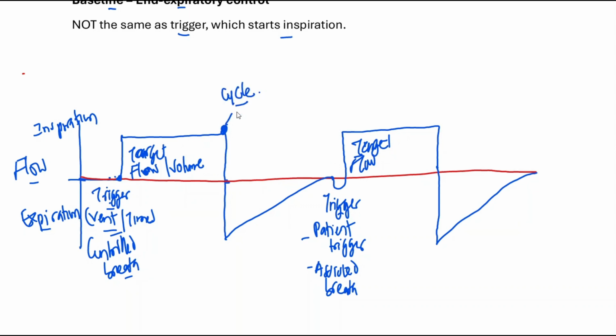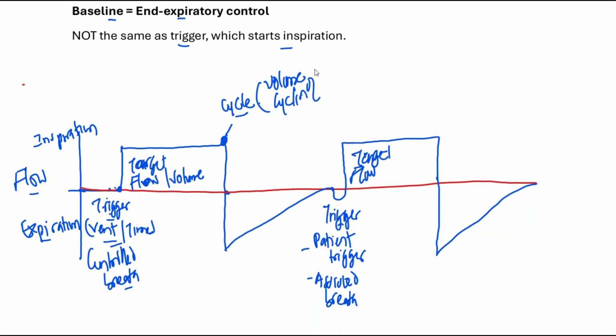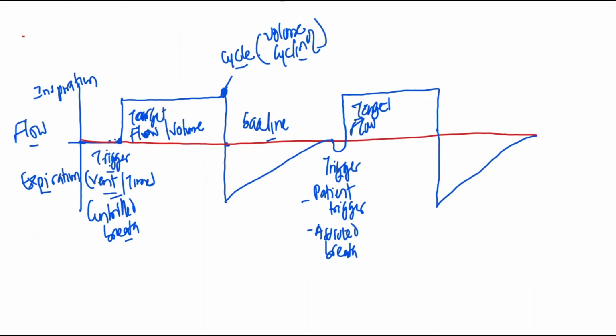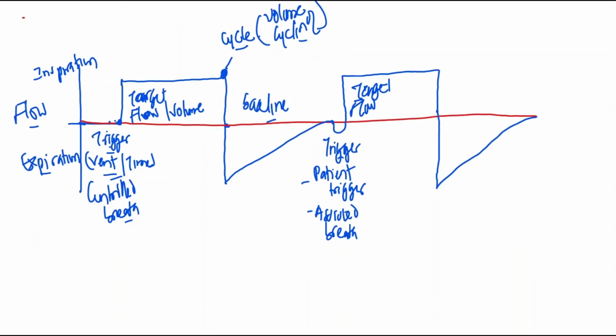cycle. And what is cycle again? Very good. What ends the breath. So in this case it is volume cycling. Meaning that once you deliver our set tidal volume, then what happens? Then it stops, right? Once that set tidal volume is delivered, the breath stops, and of course, we're back to baseline, right? So we've come to the end of today's lecture.